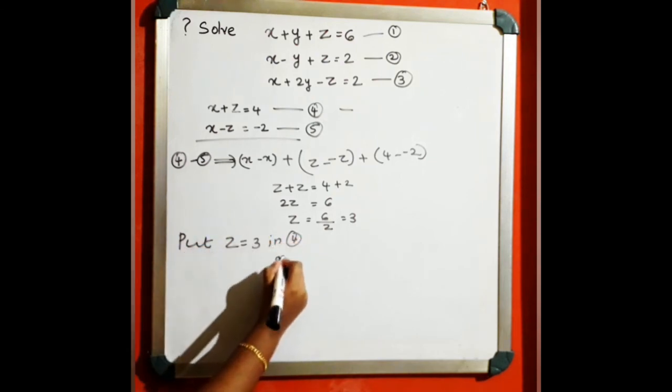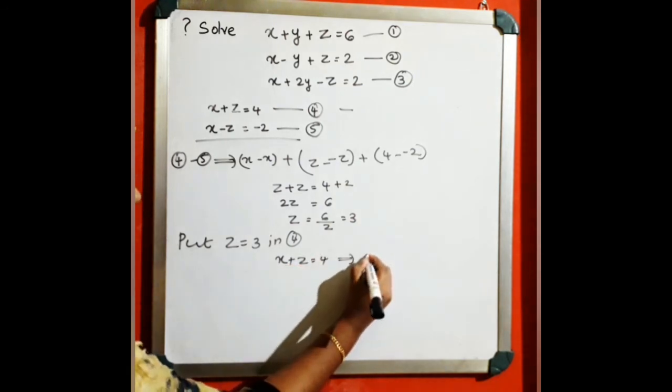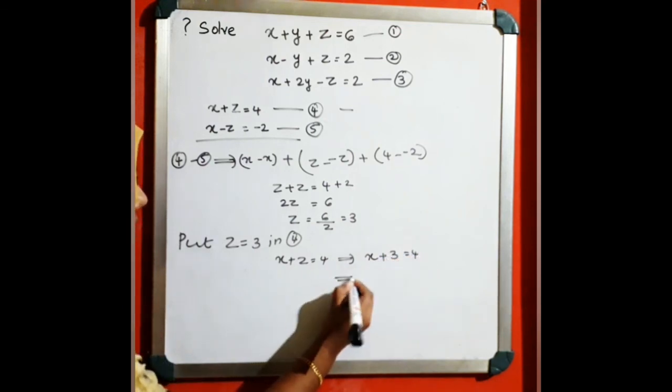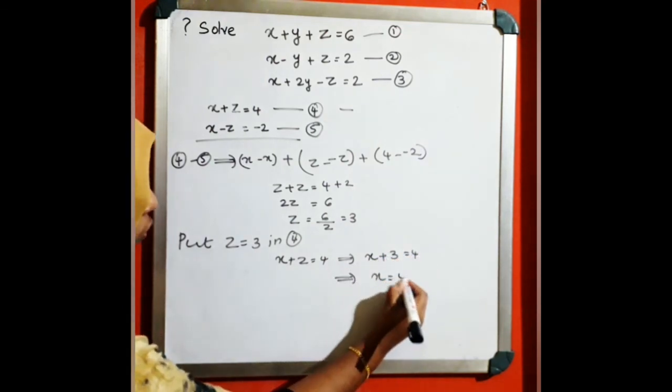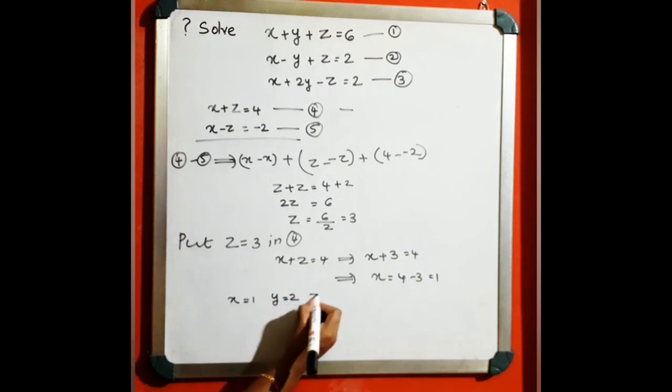Substitute the value of z is equal to 3 in equation 4. We get x plus z is equal to 4, which implies x plus z is 3 equal to 4, which implies x is equal to 4 minus 3, that is 1. So the solution is x is equal to 1 and we got earlier y as 2 and z is equal to 3. This is our solution. This problem has slight difference from the previous one, so be careful.